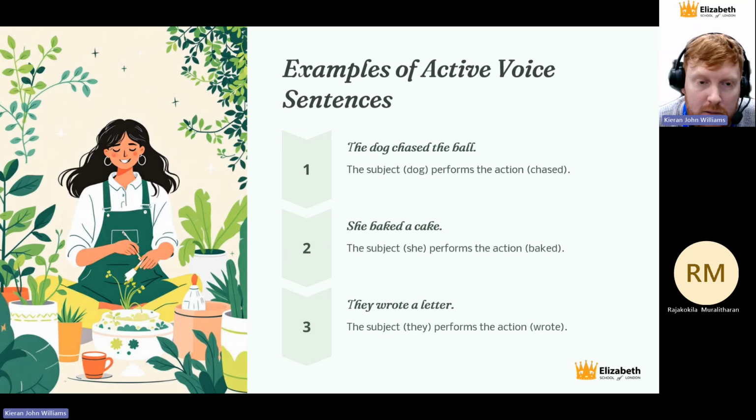So we always know who did the action: the dog, she, and they. We always know what the action is: chasing, baking, and writing. And then we know what the object was. The ball was chased, the cake was baked, and a letter was written. That's how we normally make sentences, so we should be okay with those.